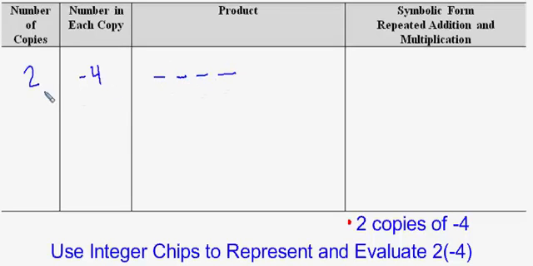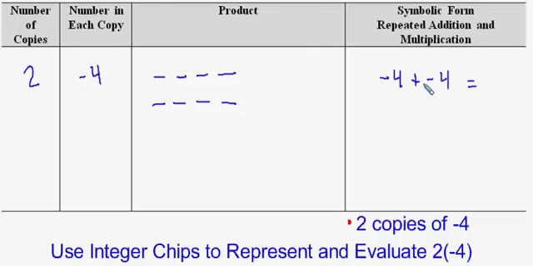But since I'm to make two copies, I'll make a second row. Now I'm going to represent the multiplication in symbolic form as repeated addition. The repeated addition would be that we're taking the number -4 and adding it to itself since there was a second row of -4. So this row represents -4, and we're going to add to it another set of -4. But since I only have two copies of -4, I only make two copies of -4 here.